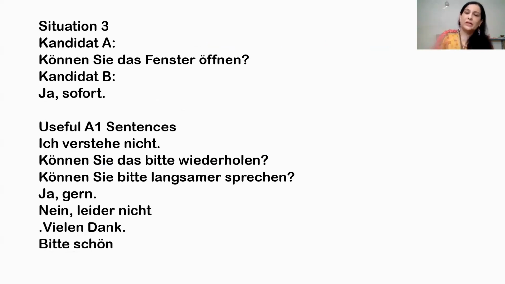Now some useful A1 sentences we'll see. So you can use these sentences in your A1 speaking. Ich verstehe nicht, meaning I don't understand. Können Sie das bitte wiederholen? Can you please repeat it again? Because wiederholen is repeat. Können Sie bitte langsamer sprechen? Can you please speak slowly? Right? Then, ja, can. Yes, sure. Or nein, leider nicht. No, unfortunately not. In some other context, vielen Dank. Thank you very much, and bitte schön. Okay, you are welcome. So these are the useful A1 sentences.